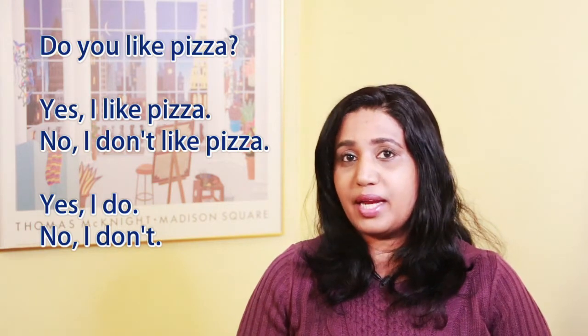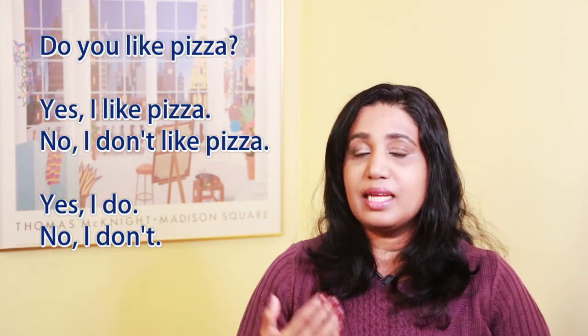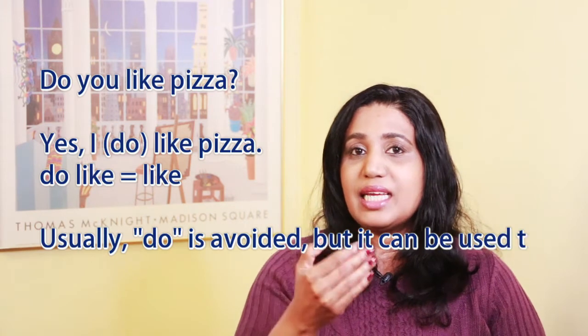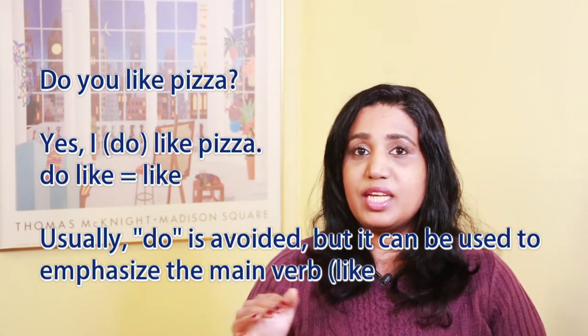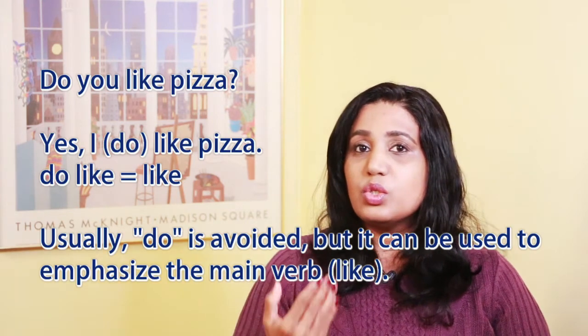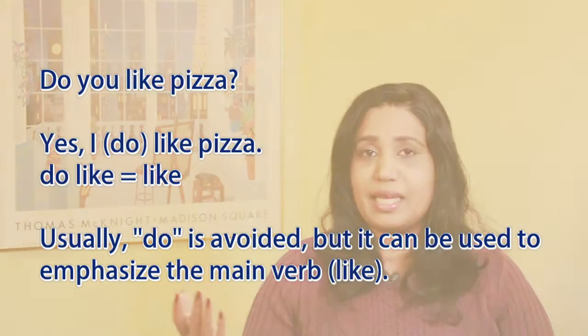There is no do there, right? Do is an auxiliary verb, but we are not saying that in the long answer. This is because do like is the same as like, right? If we said did like, then we would have changed it to liked. So we can just ignore the do and just use like.